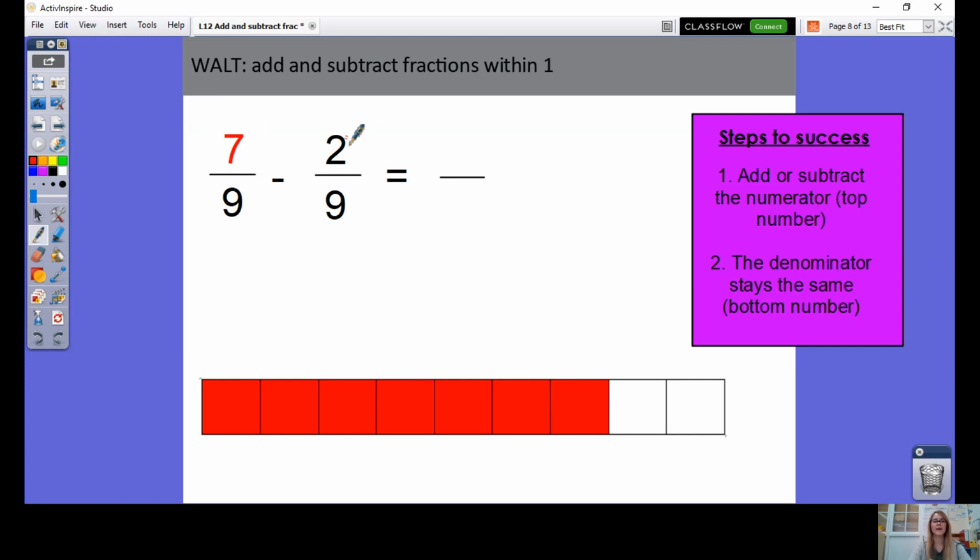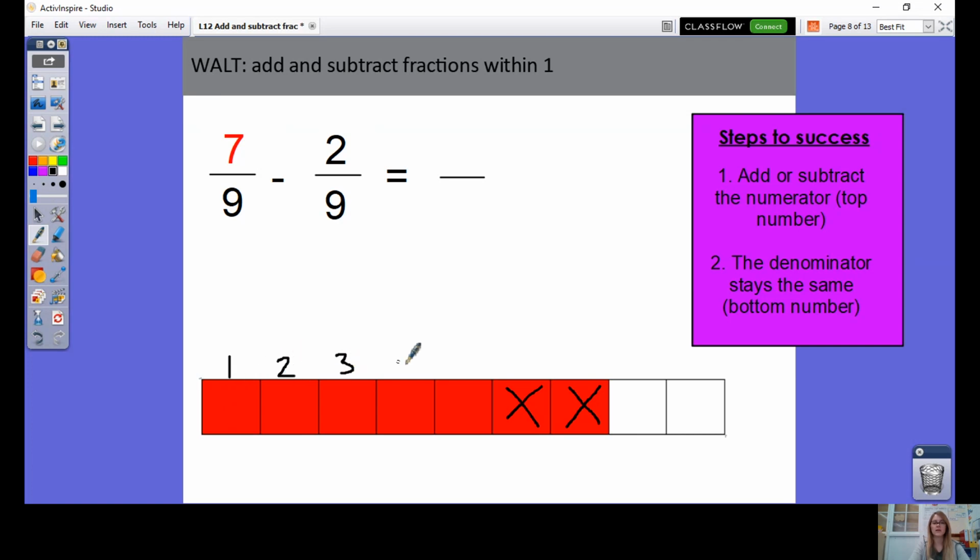And this time I need to take away 2 ninths. So I need to cross off how many parts? I'm going to be crossing off 2 parts in my bar model to represent 2 ninths. Good, so 2 parts I'm going to cross off. So now I can see how many I've got left to find out 7 take away 2.